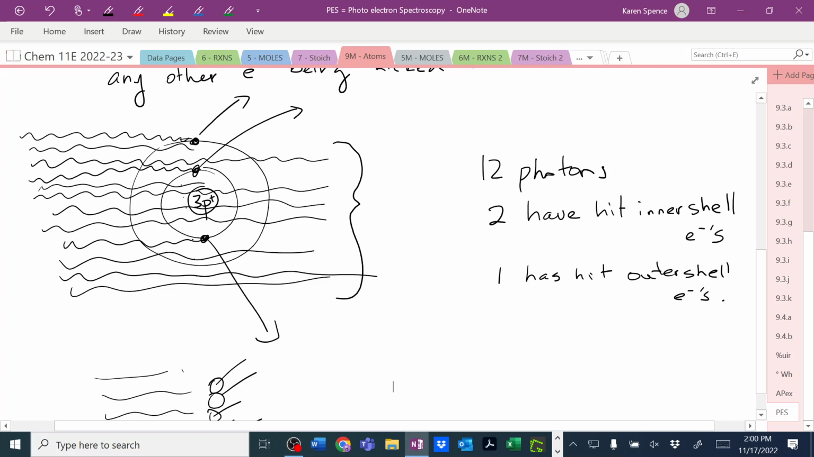When it falls back down, or? That's not ionization energy anymore. Ionization energy is specifically the amount of energy required to remove the electron. Okay, so yes.